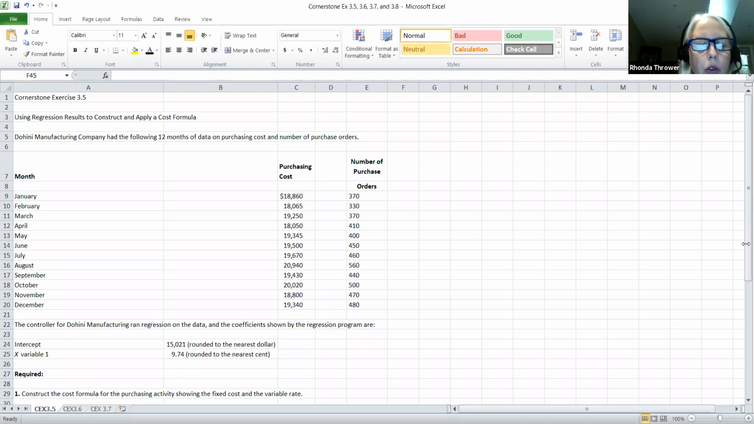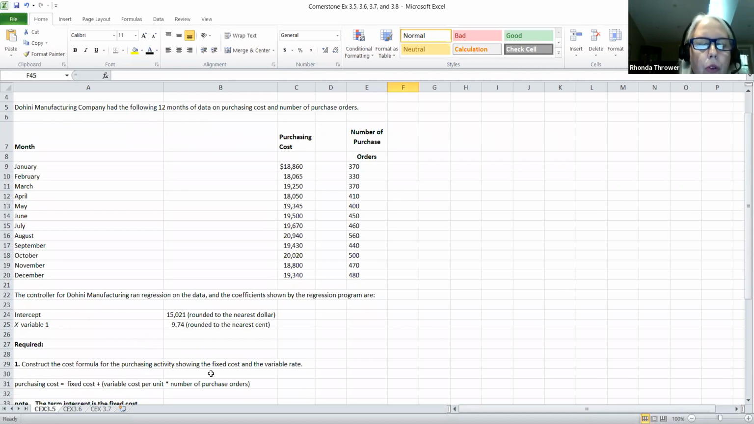And what they want you to do is to construct a cost formula for the purchasing activity, showing the fixed cost and the variable rate. What I've shown you here is a formula for the total cost of purchasing, which would be equal to the fixed cost plus, in parentheses here, the variable cost. The variable cost can be found by taking the variable cost per unit and multiplying it by the number of purchase orders.